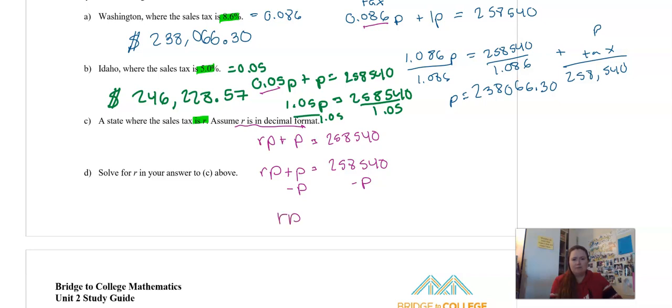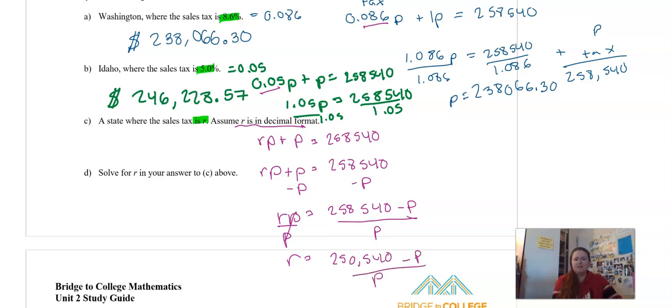So RP equals 258,540 minus P. And then I have to divide this whole side by P, because I'm trying to get R by itself. So those P's would cancel. R would equal (258,540 minus P) over P. Now I could divide these separately.